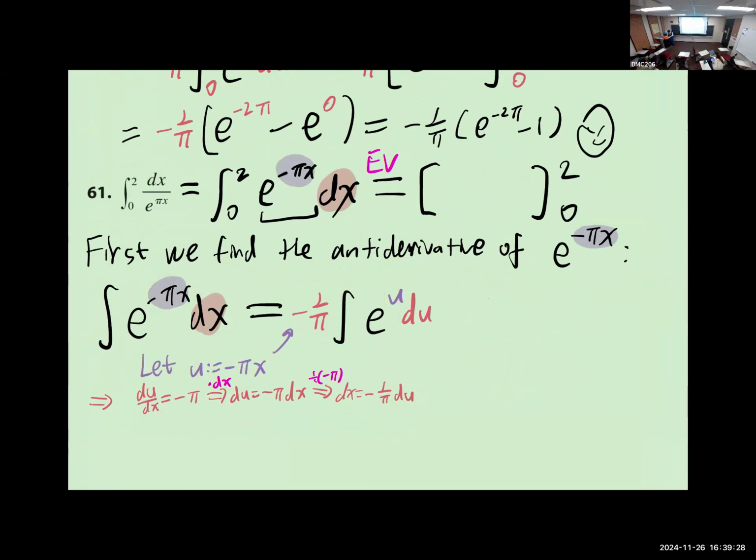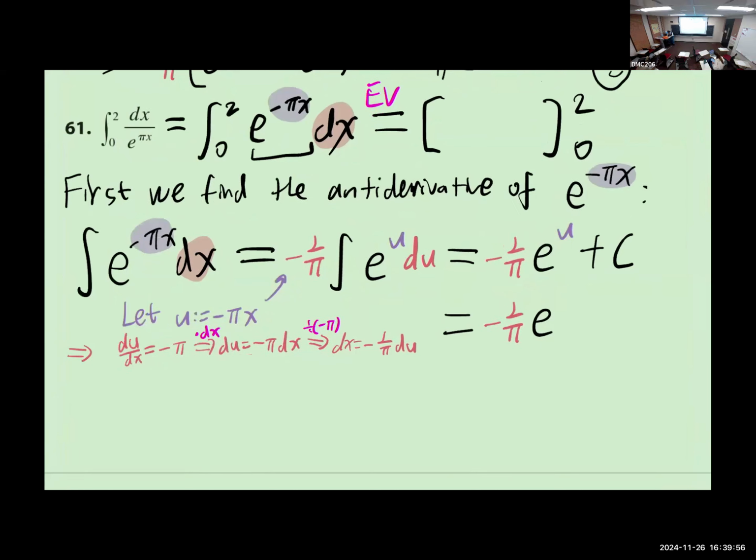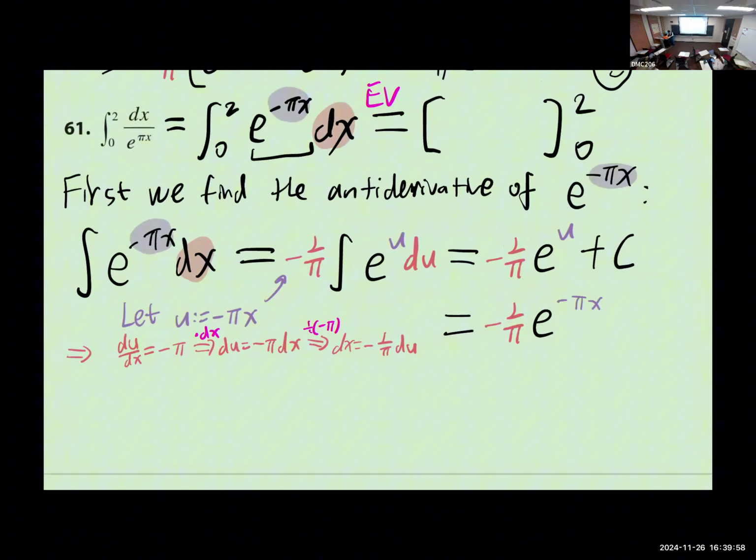And then finally, of course, we use the antiderivative formula to compute this antiderivative of e to the u du. That is the antiderivative of e to the u, which is itself, right? So negative 1 over pi times e to the u, by the antiderivative formula, plus a constant c. As a good habit, we usually change everything back to be in terms of x. So negative 1 over pi times e to the negative pi x plus c.